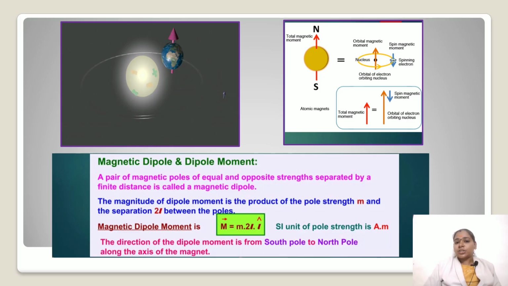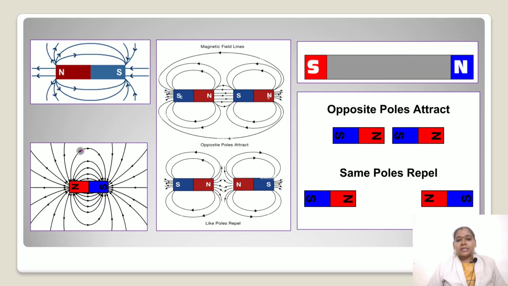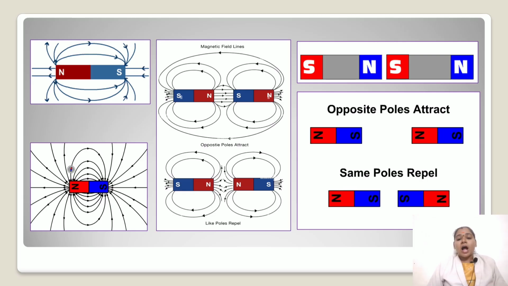Importantly, the direction of the dipole moment is from the south pole to the north pole, which is opposite to the direction of the magnetic field lines that go from north to south in space. This concept applies not only to physical magnets but also to atomic and subatomic systems, where magnetic dipoles arise due to moving charges.